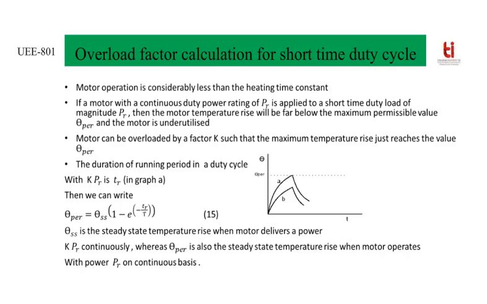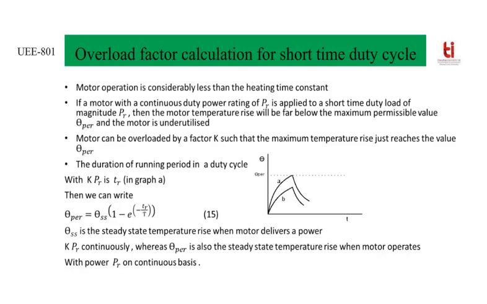You can see the graph A and graph B. So graph A is overloaded by a factor k and B is for PR rating. Both the operations are short-term duty operation, and from the graph it is clearly understood that B is not attaining its theta permissible value, but A will attain. That means by overloading we can use our motor efficiently. So with KPR the time duration is TR.